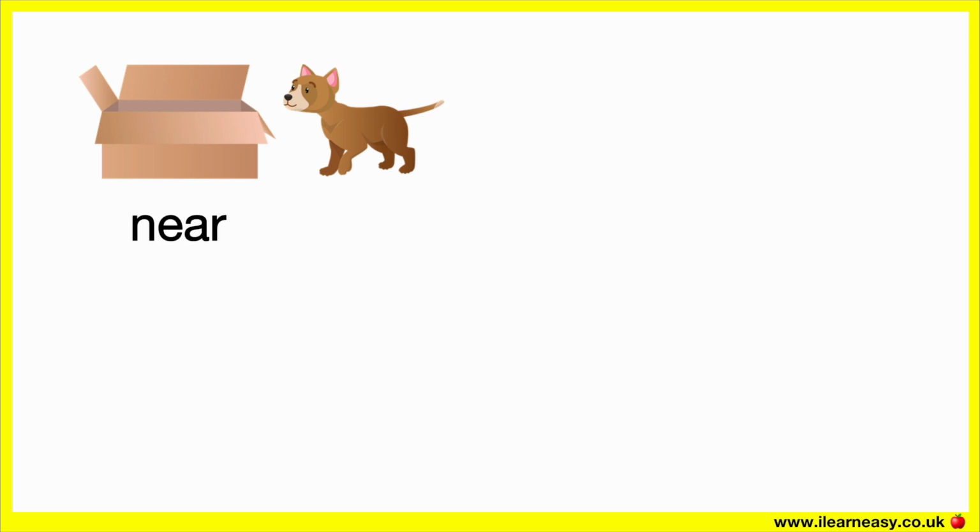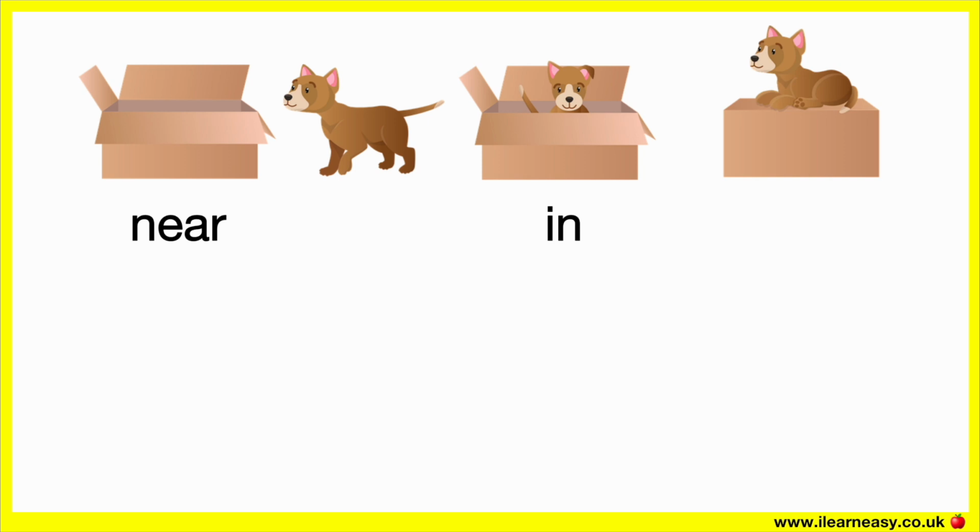Near. The dog is near the box. In. The dog is in the box. On. The dog is on the box.